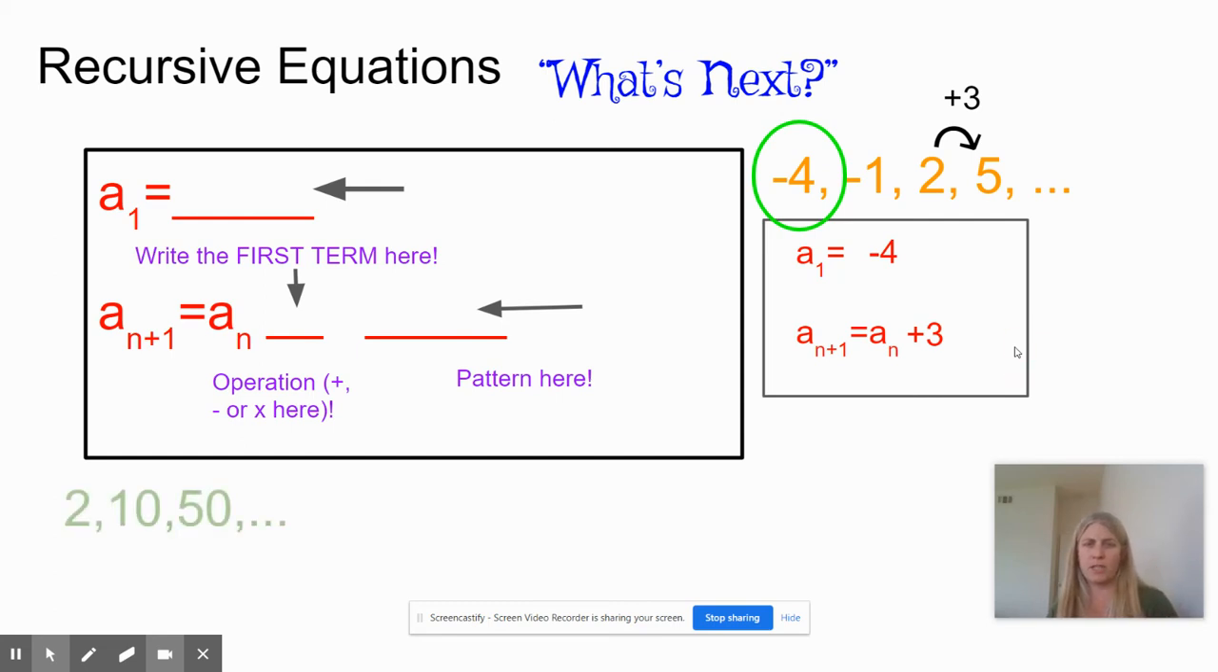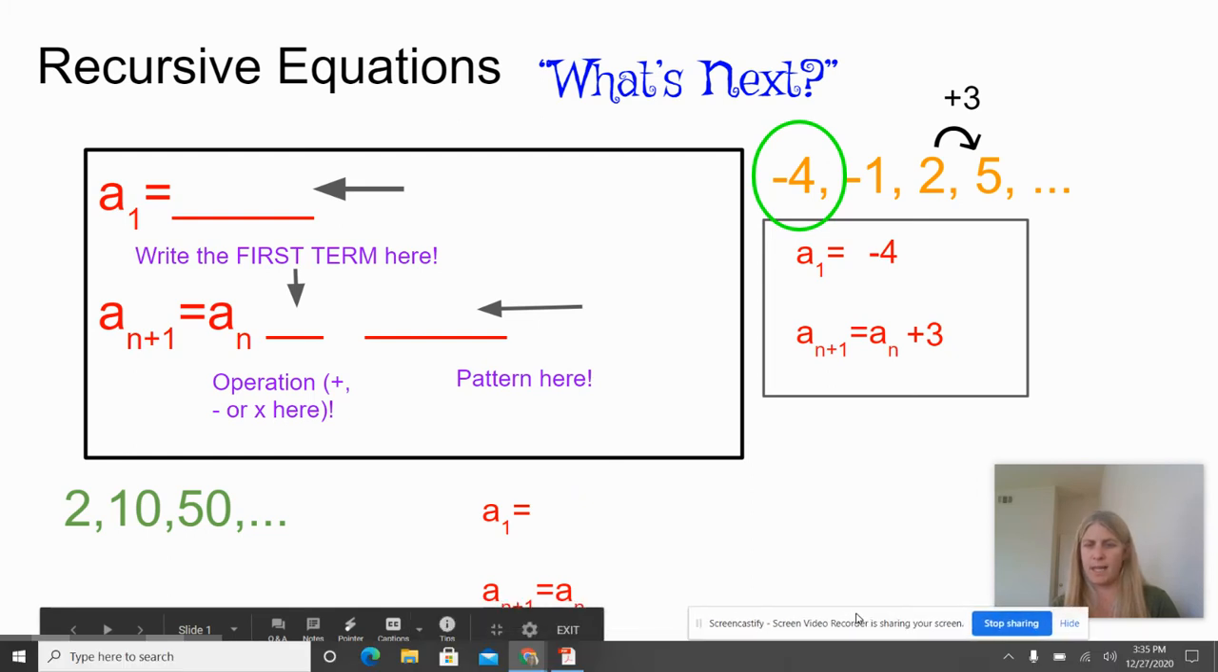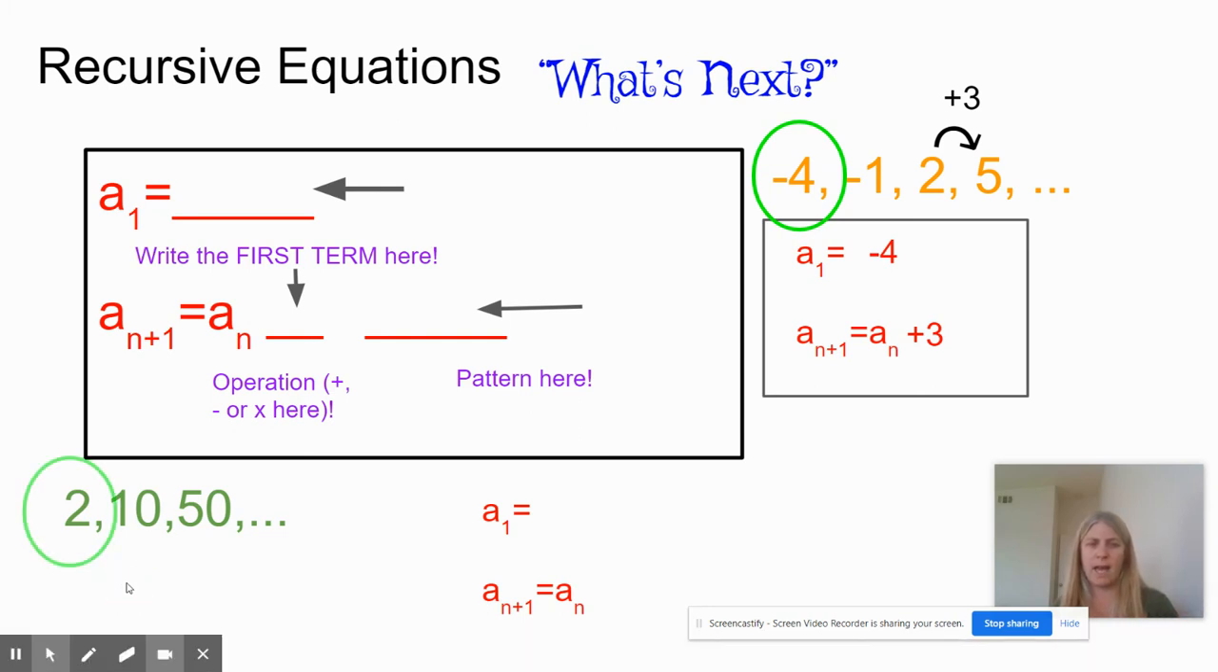So let's go ahead and look at a geometric one: 2, 10, 50. As you can see, we're going to write those same things down that we did last time. So we have a sub 1 is equal to, and a sub n plus 1 is equal to a sub n. You're going to write this down every time. This does not change. We're going to look at our sequence and see what that first term is. As you can see, it's 2. So we're going to put that next to our a sub 1. So a sub 1 is equal to 2.